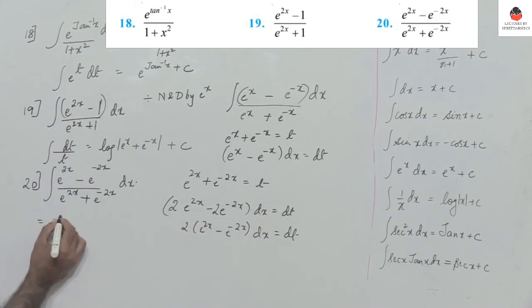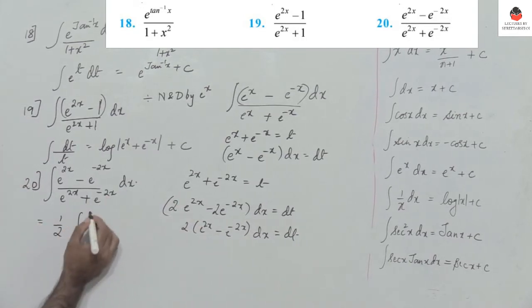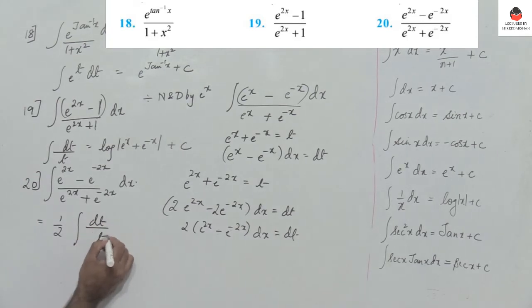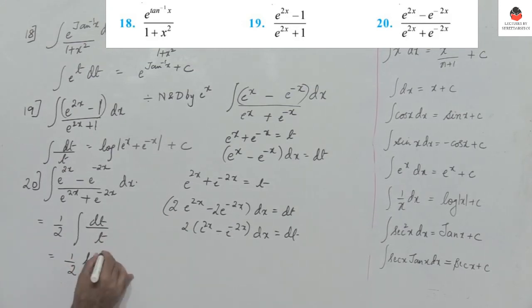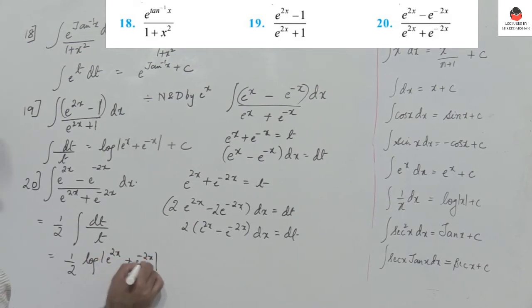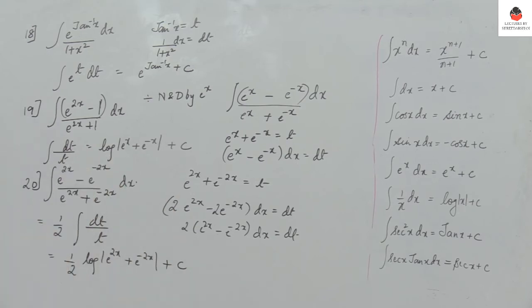So you have 1 by 2 integral dt divided by t. So what is integral 1 by t? It is nothing but log t. So 1 by 2 log of, I'll directly substitute. What is t? T is e power 2x plus e power minus 2x plus c.